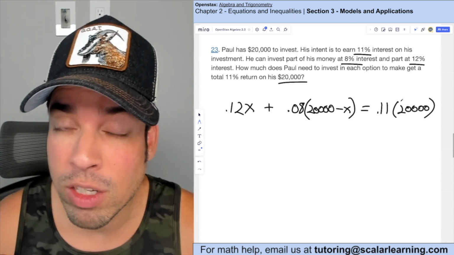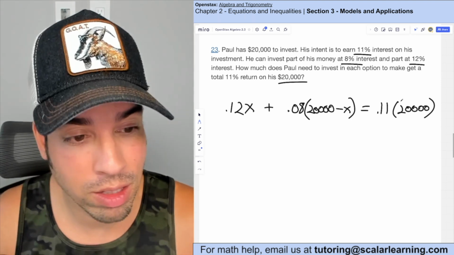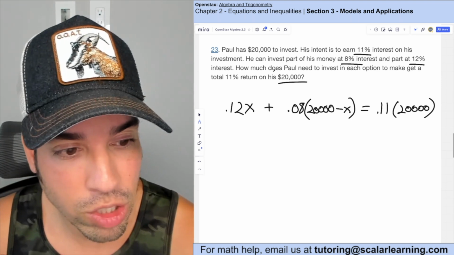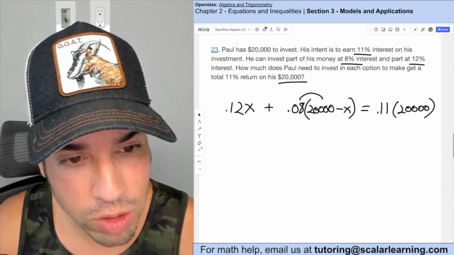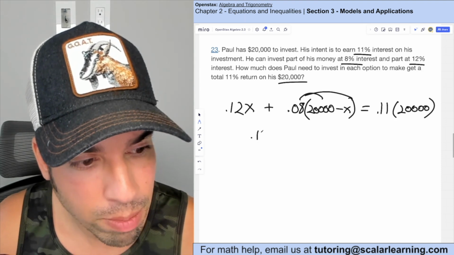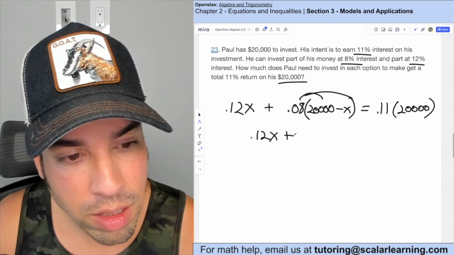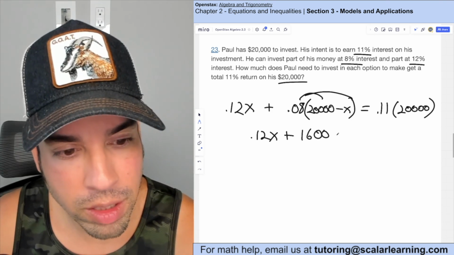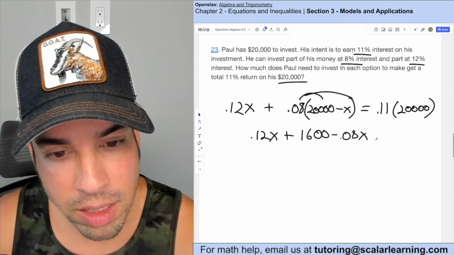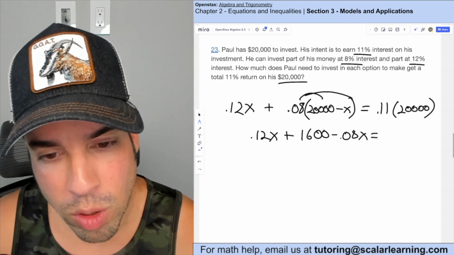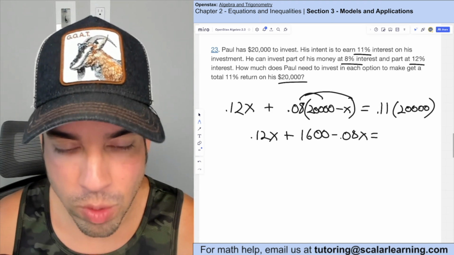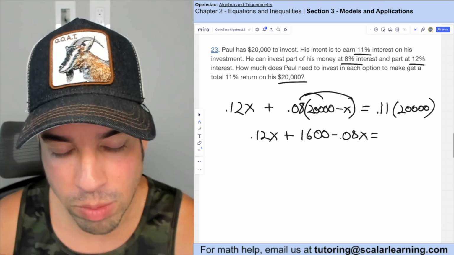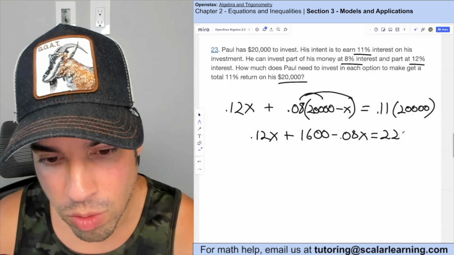So now, as we just thought the problem out, we've created this really nice representation, really nice equation that we can now solve for. So let's start by distributing the 0.08. We got 0.12x plus 0.08 times 20,000. That's 1,600 minus 0.08x equals, and then 0.11 times 20,000. 10% is 2,000. 1% is 200, so 2,200.